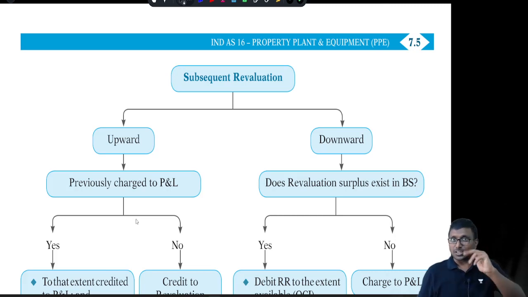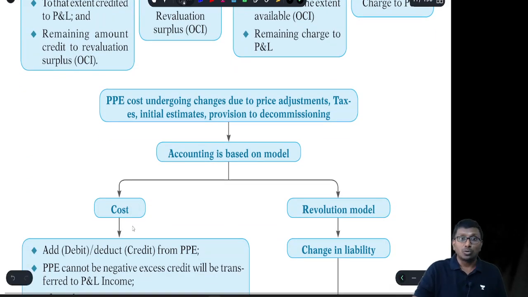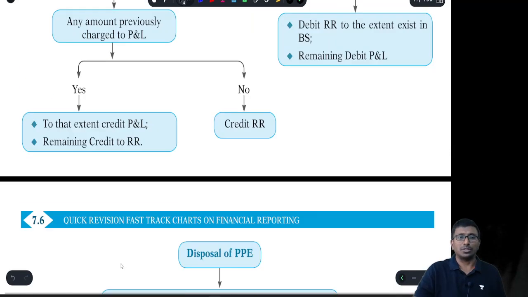Next situation. First time it is downward revaluation, and second year it went up, sir. Then remember, to the extent you charged it to P&L in the first year or in the previous years, that should be credited to P&L now, because it has started growing. Over and above that amount will be transferred to revaluation reserve account.